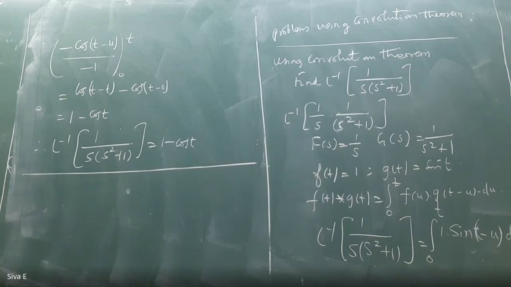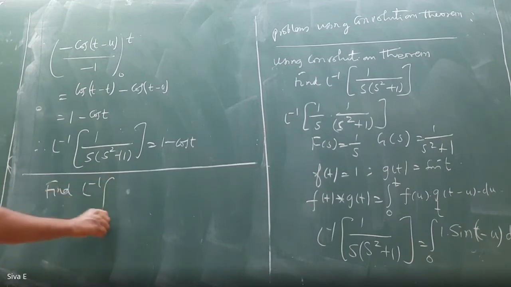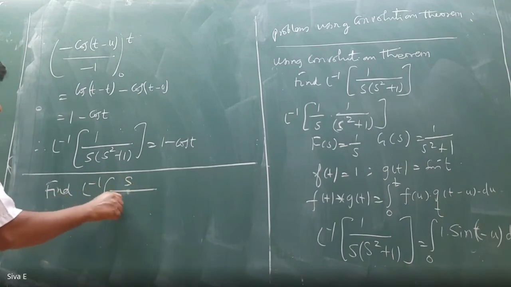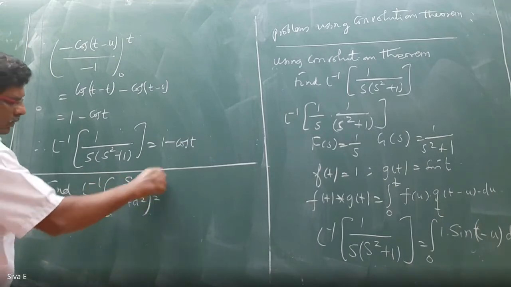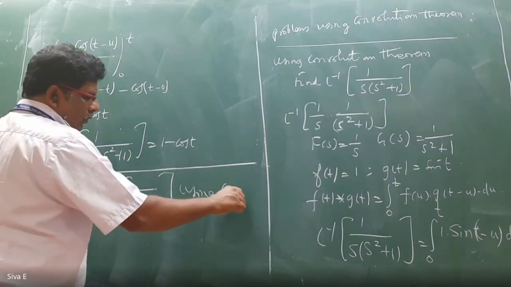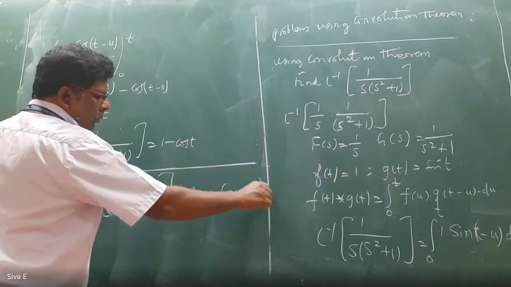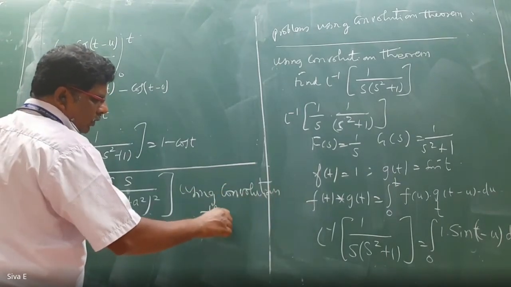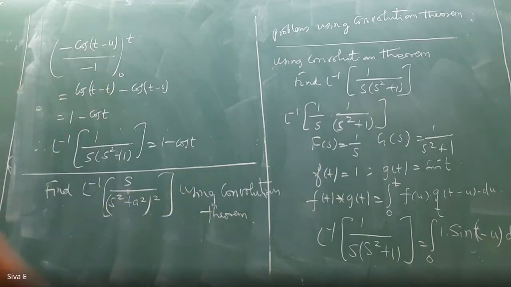Find L inverse of s by s square plus a square whole square using convolution theorem. If they have not mentioned using convolution theorem, we can use one more formula: L inverse of phi dash of s equal to integral over 0 to t f of t dt. That formula we can do.